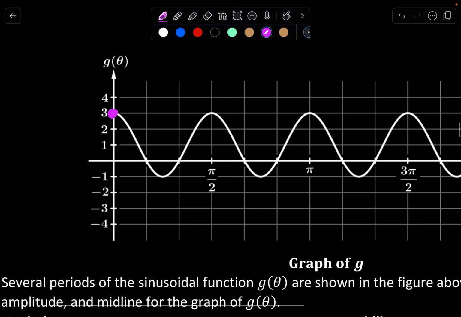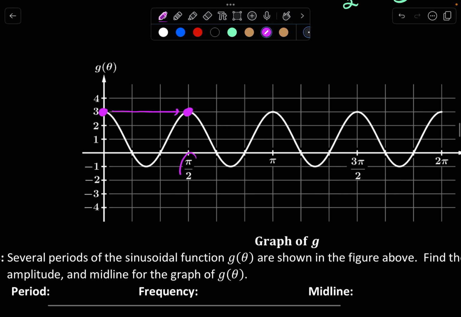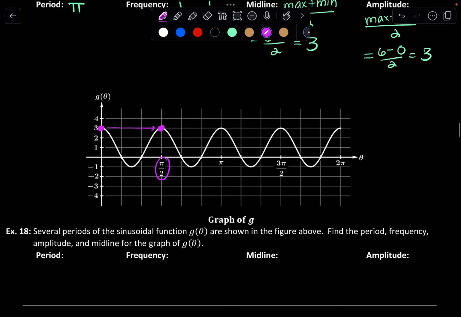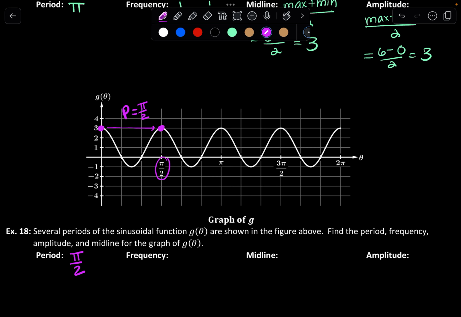So the next time that you see a maximum, right there, that means this has a period of 1/2, okay? So my new period, which is P, is equal to pi over 2. Maximums and minimums are usually the easiest ones to see. Minimum isn't really notated on here. I mean, we can split it in half, but you want to be efficient.